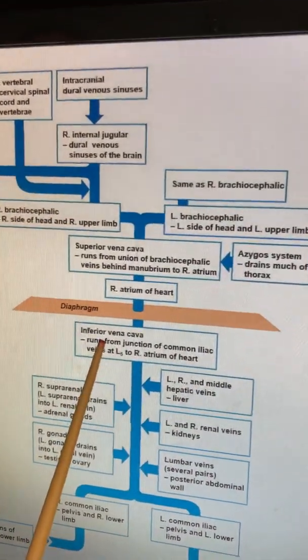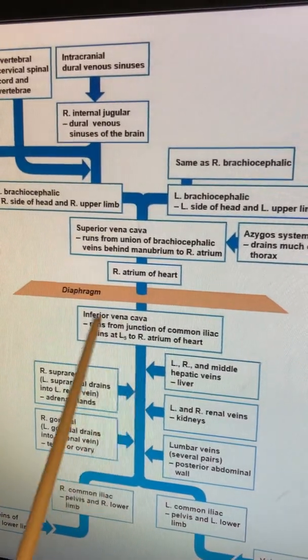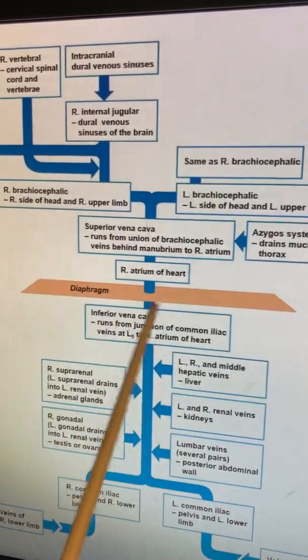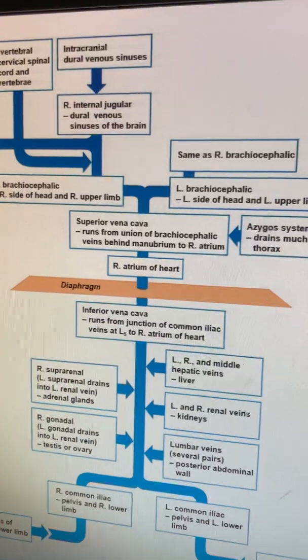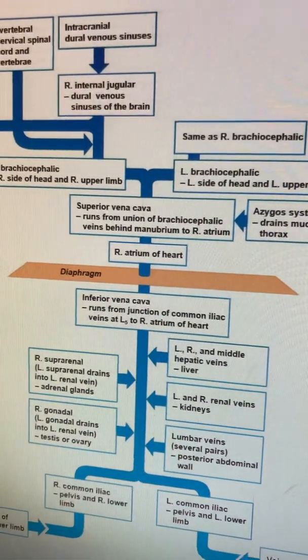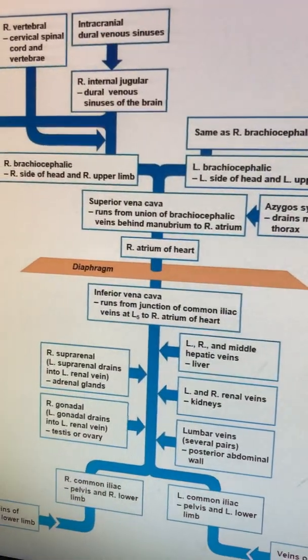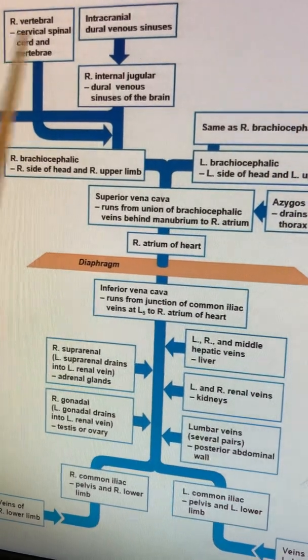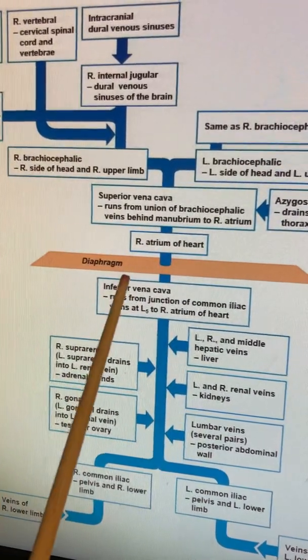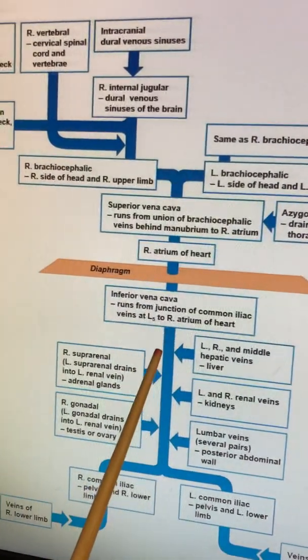Below the diaphragm is the inferior vena cava, and we'll talk about that in a few seconds. And then the other one is the coronary sinus. Those are the only 3 branches that go into the right atrium. Every place else is going to bring it to some vessel that will bring it back to the right atrium.